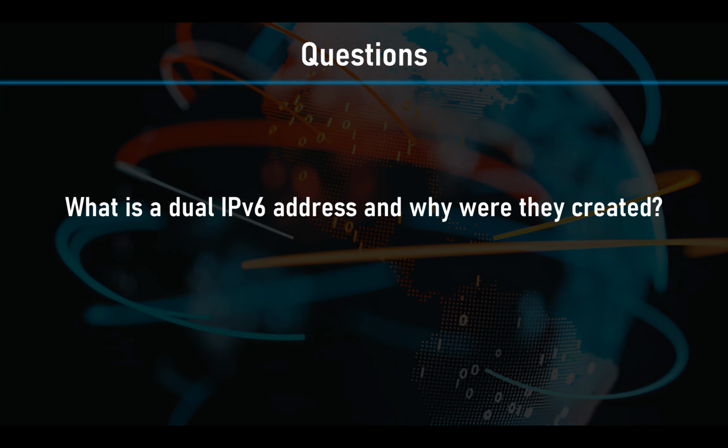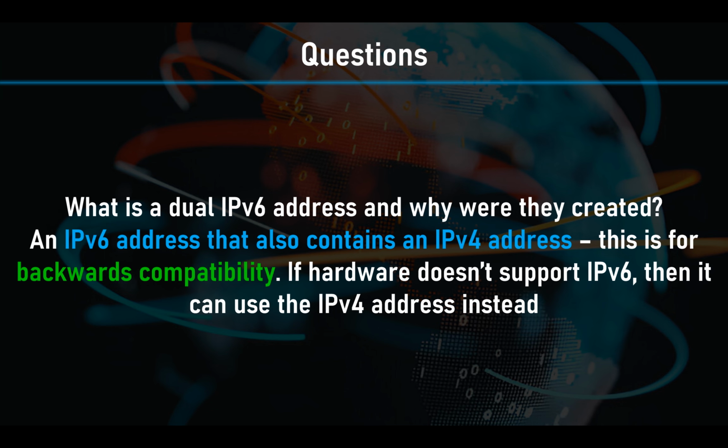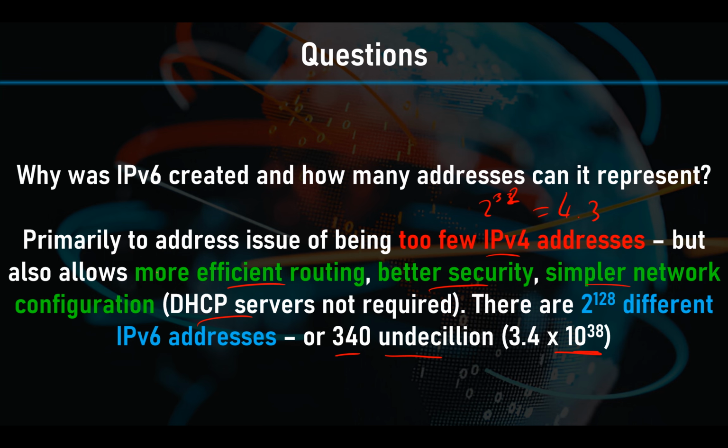Then let's think, what's a dual IPv6 address, and why were they created? If you pause the video: an IPv6 address that also contains an IPv4 address, that's the definition of a dual address. That's for backwards compatibility. If hardware doesn't support IPv6, let's say it's old hardware, then it can use the IPv4 address instead. Whereas if it does support IPv6, then it may as well use IPv6, for the reasons here: more efficient routing, better security, simpler network configuration.